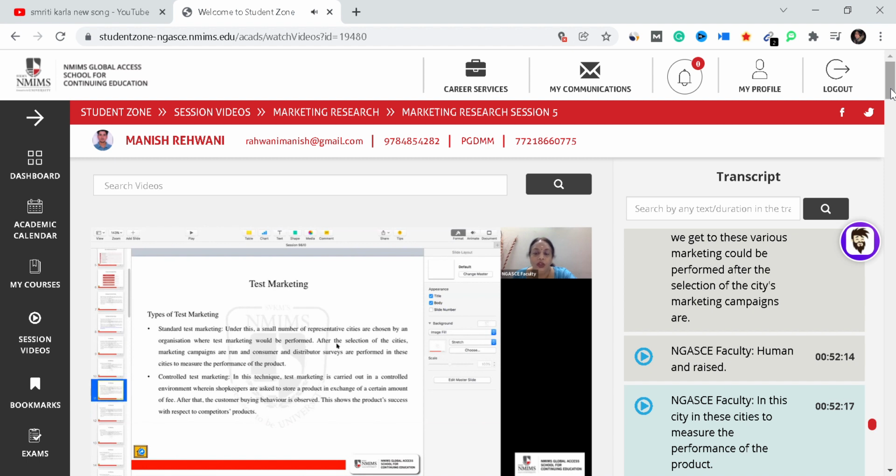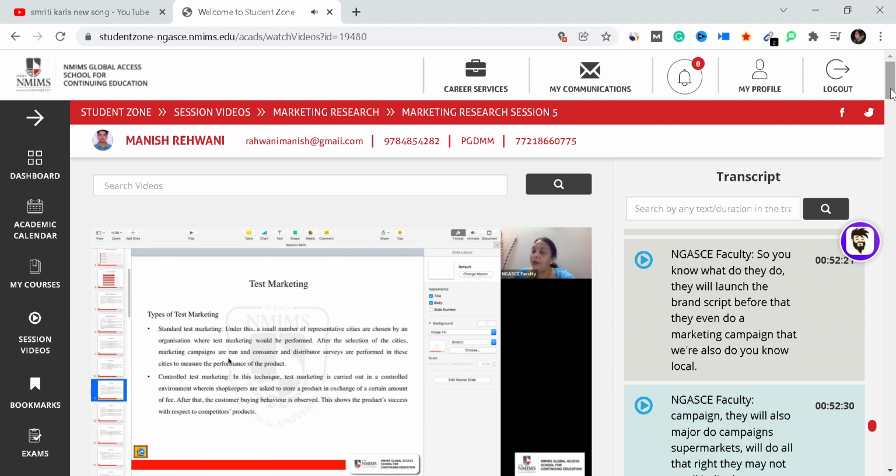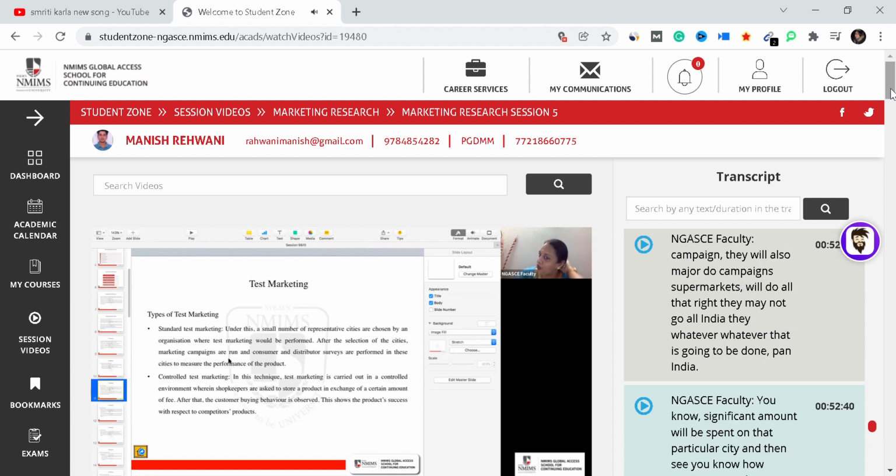So what do they do? They will launch the brand. Before that, they will do a marketing campaign there. They will also do a local campaign. They might also do campaigns in supermarkets. They'll do all that, right? They may not go all India. But whatever is going to be done pan India, a significant amount will be spent on that particular city. And then see how consumers respond to that particular product.